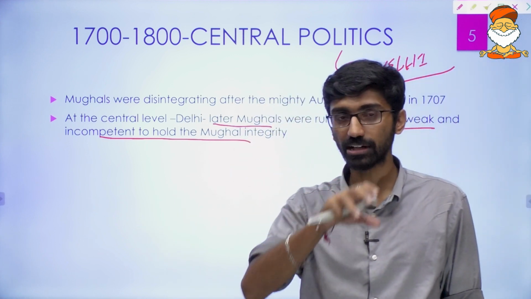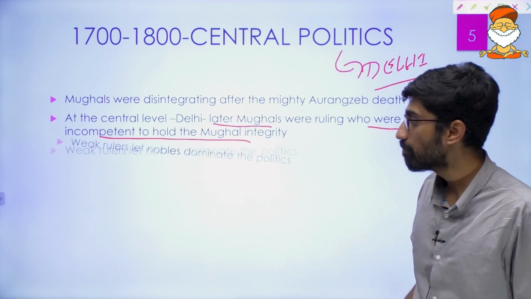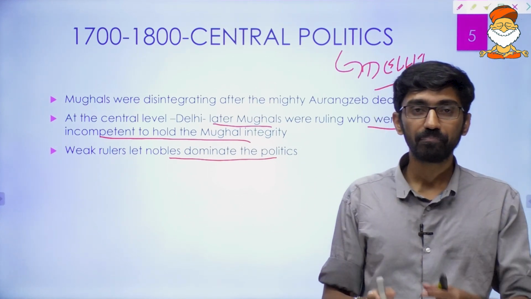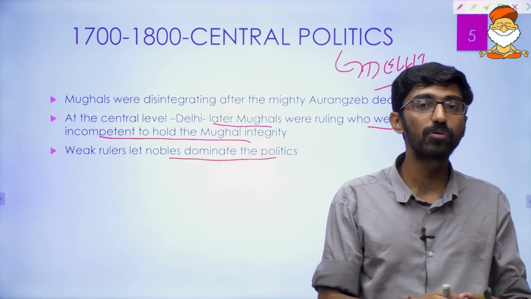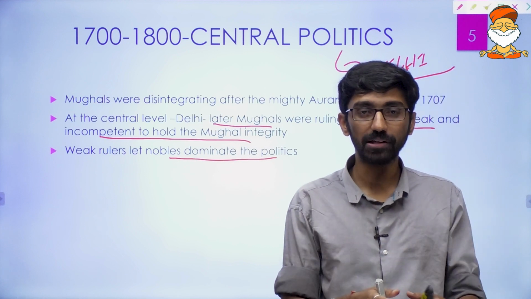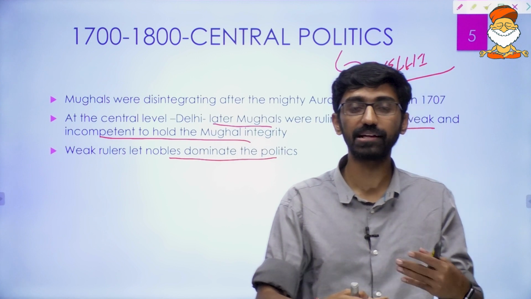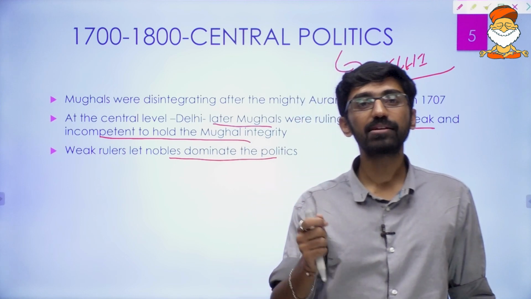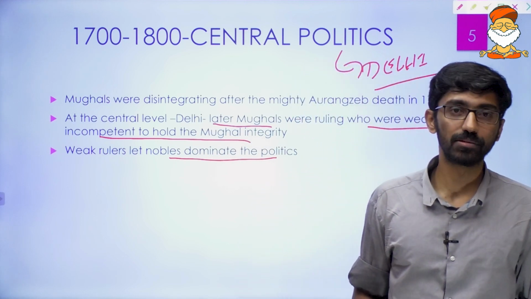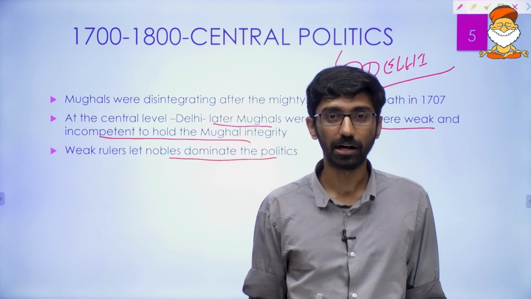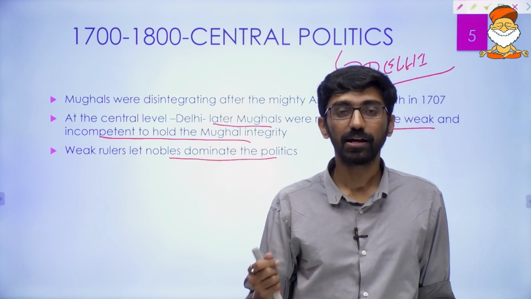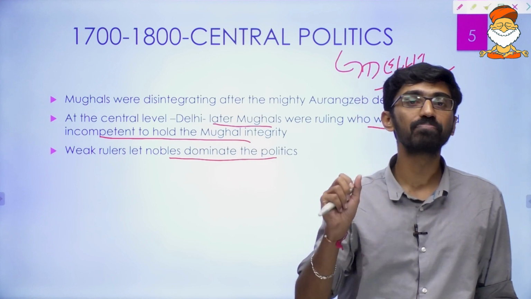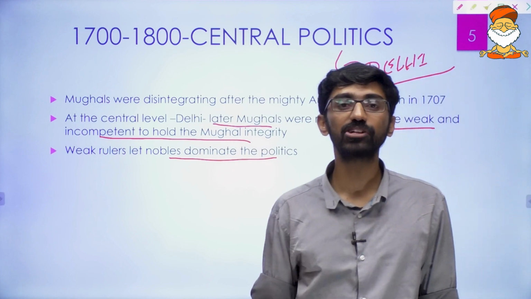Now the entire centralized Mughal structure was starting to crumble, and the weak rulers let the nobles dominate the politics. When you compare the mighty Mughals with the later Mughals, they were called mighty because they never let the nobles dominate. These nobles are the aristocratic classes, the extension of the royal family members, the ministers. The mighty Mughals kept these nobles under control. But the later Mughals let the nobles play the role of kingmakers. They let the nobles interfere in the political structure, or we can say political decision making too.